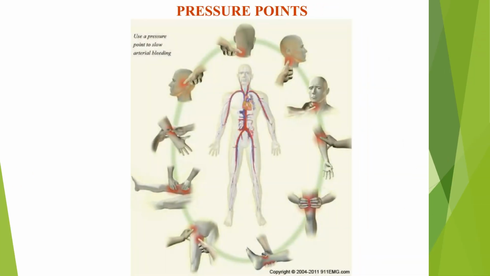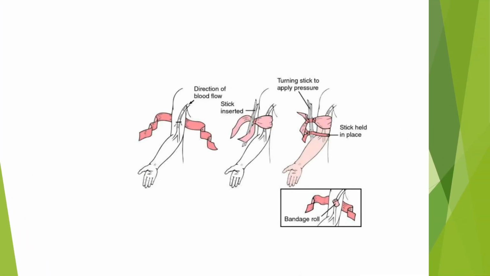Pressure points are areas where an artery runs close to a bone and can be compressed. This temporarily reduces blood flow to the limb, aiding in bleeding control. If bleeding is severe and direct pressure or elevation fails, or the wound is large, the patient should be treated for shock. Call for emergency medical help immediately.